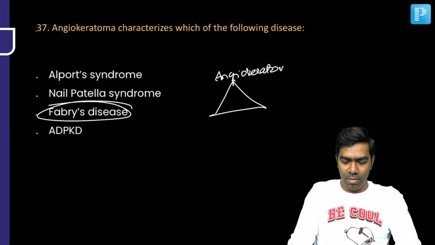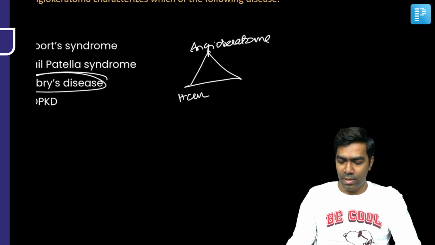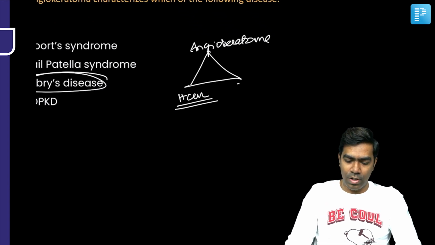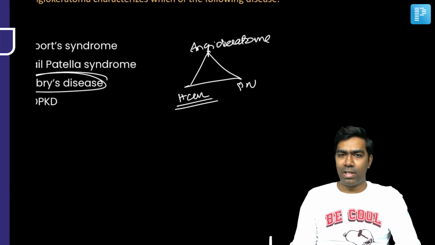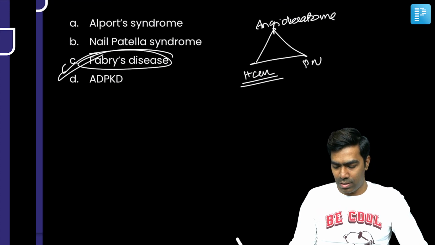angiokeratomas, and patients are going to have hypertrophic cardiomyopathy, which can be treated and reversed with Fabrazyme, that is agalsidase beta enzyme. So enzyme replacement therapy can reverse cardiomyopathy to some extent. That's why it's a form of reversible hypertrophic cardiomyopathy. And patients are going to have peripheral neuropathy, and patients can have other problems like nephrotic syndrome also. But this is the typical triad of Fabry's disease. The right answer for this question is going to be option C.